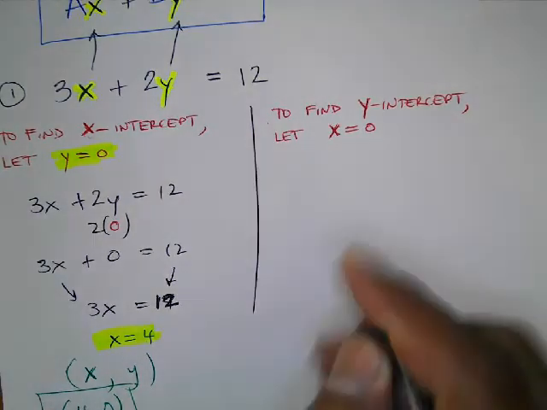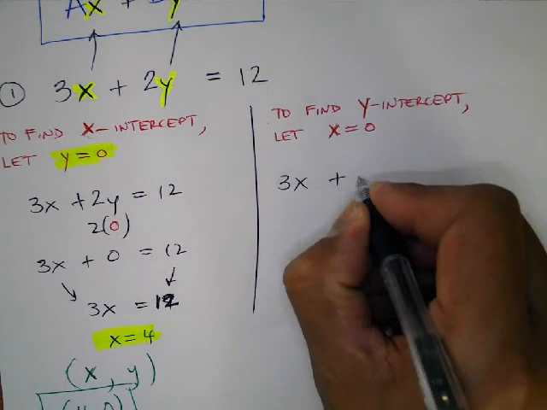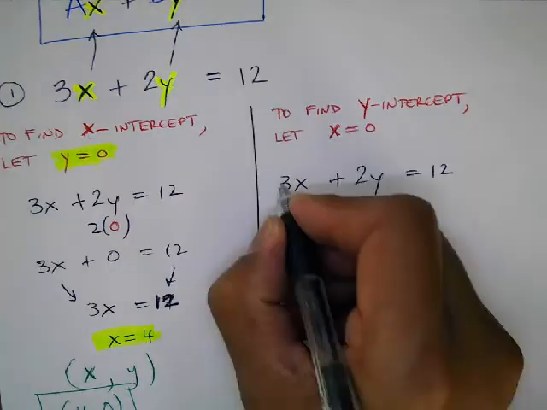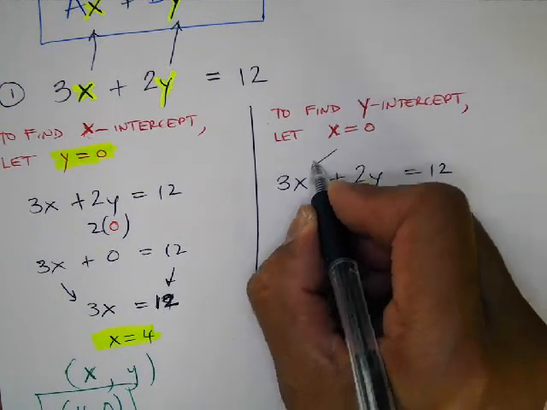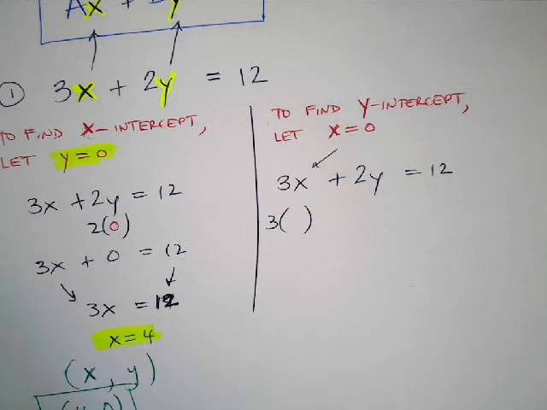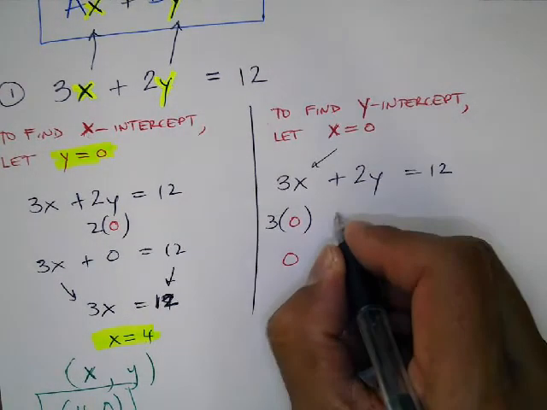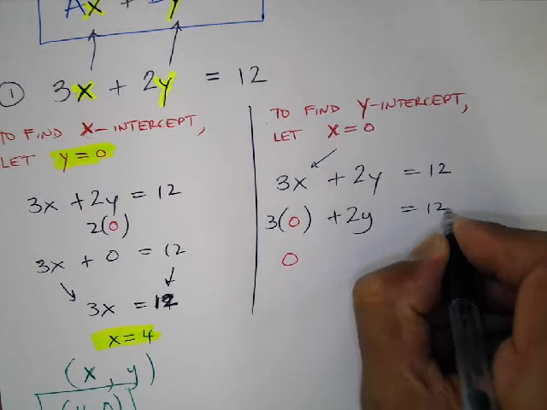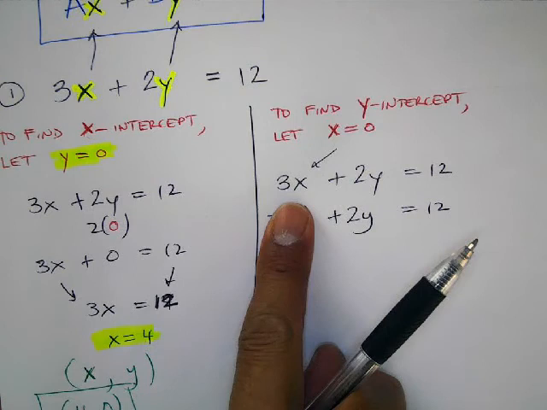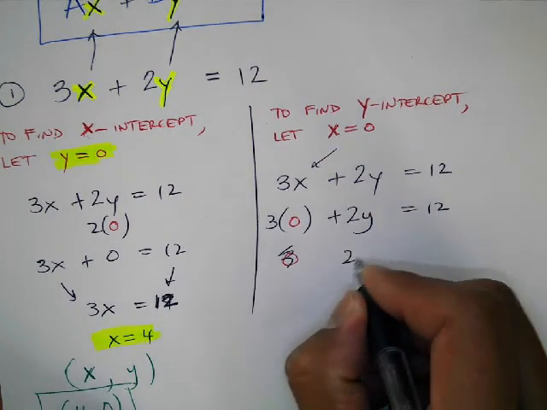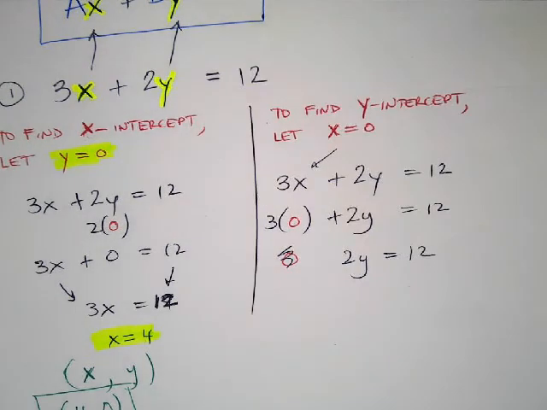Same deal over here. To find the y-intercept, you let x equal 0, so I go to my equation that's in standard form. I'm going to let x equal 0. This one's going to be 0. So that's 3 times 0. Well, that goes away. 3 times 0 is 0. That's 0, isn't it? So what are you left with? A positive 2y equals 12. You see, the 0, just ignore it. It's going to go away.